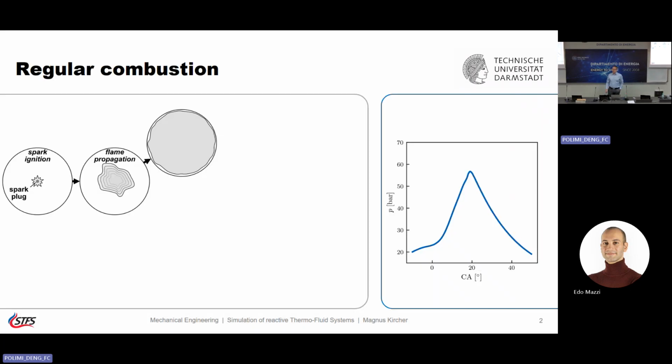But I want to start with schematics of how the regular combustion in an internal combustion engine looks like. We're all aware that in a spark ignition engine, the flame is triggered by the spark. Then we have the turbulent flame propagation, the complete consumption of the fresh fuel-air mixture, and as a result, we have the well-known smooth pressure curve.